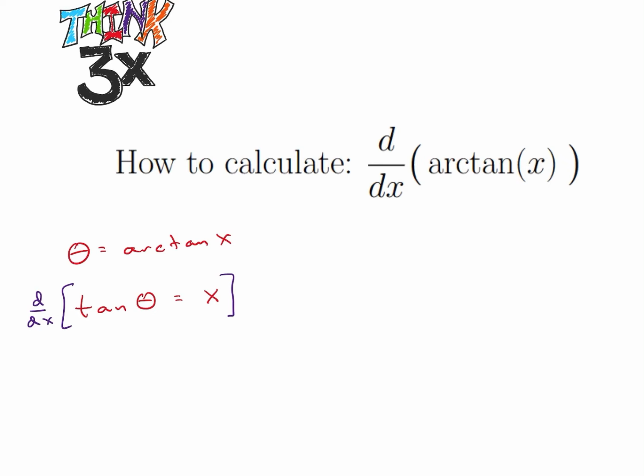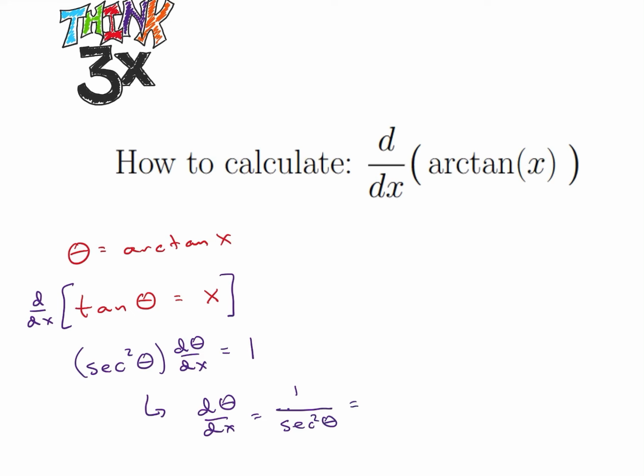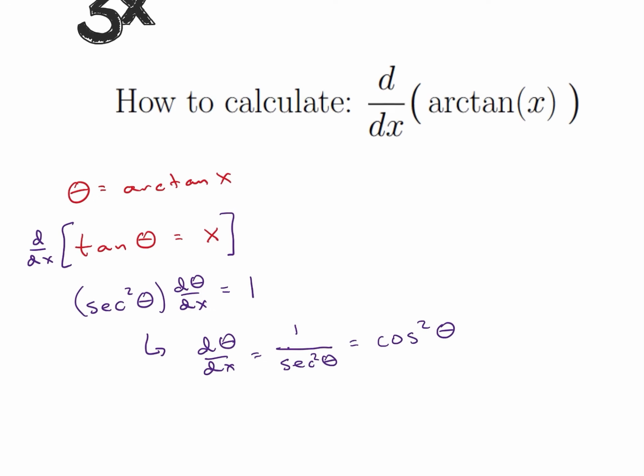What does that give us? That gives us secant squared of theta times d theta dx is equal to the derivative of x with respect to x, which is just 1. And we can solve this, and we can see that d theta dx is equal to 1 over secant squared of theta, which is just equal to cosine squared of theta.